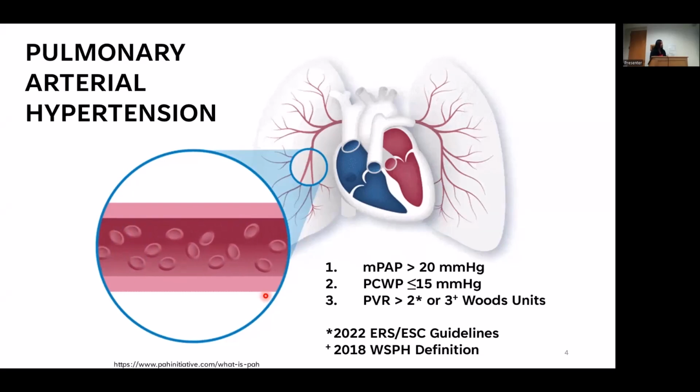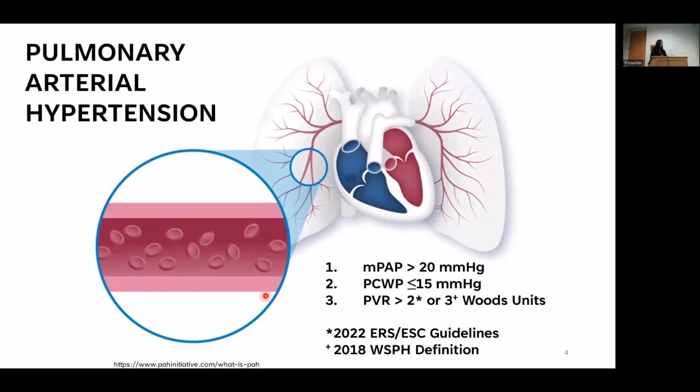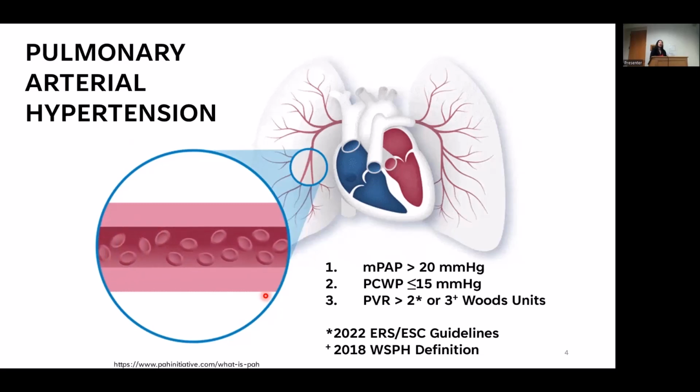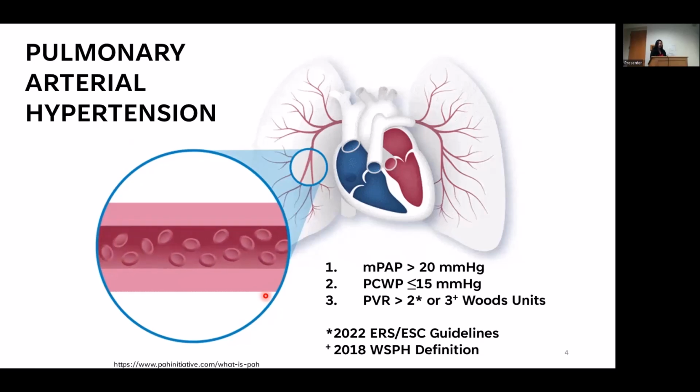And then a little bit of changes and a little controversy lately is, depending on which definition or guidelines you look at, the pulmonary vascular resistance for PAH is defined as either greater than 2 Woods units, which is according to the most recent 2022 European Respiratory Society and European Society of Cardiology guidelines, or greater than 3 Woods units, which is what we've been using for a long time. Most recently was updated in 2018 by the World Symposium on Pulmonary Hypertension. So not quite universal agreement on that yet, but in general, these are the definitions of pulmonary arterial hypertension.